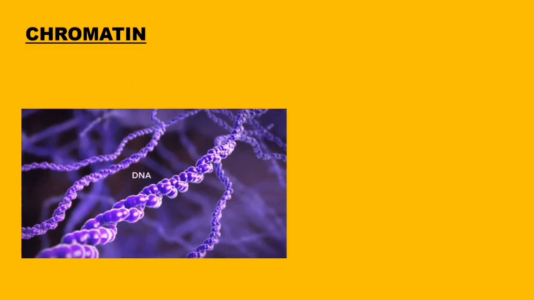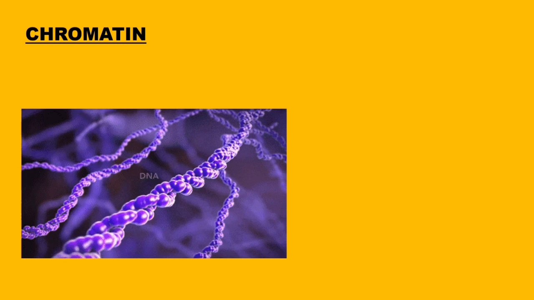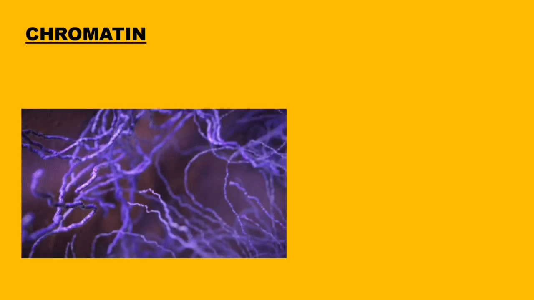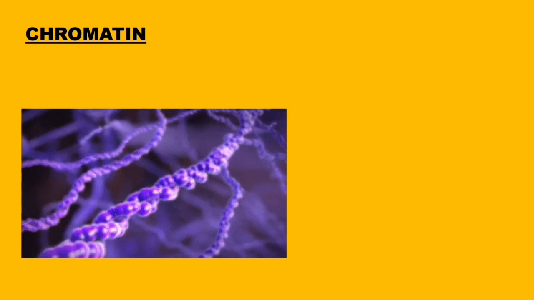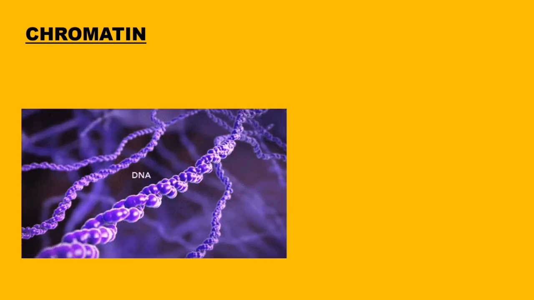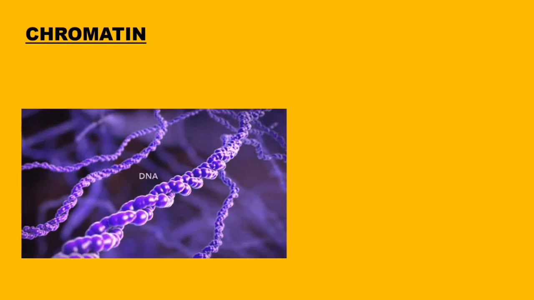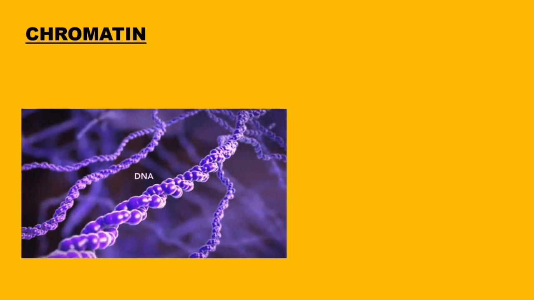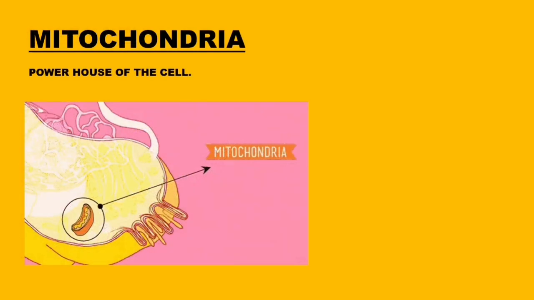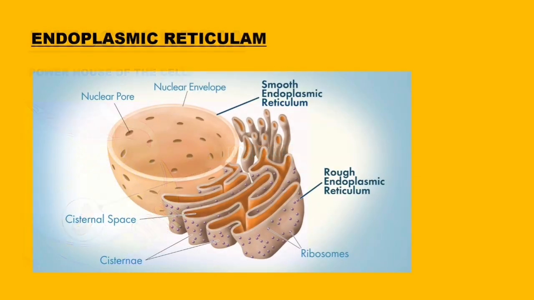Now we will study about the fourth one, chromatin. It is made up of nucleic acid and basic protein called histones. Chromatin is composed of nucleosomes, which contain 8 histone molecules around which DNA is wrapped. During cell division, chromatin condenses into chromosomes. Mitochondria. Another name of mitochondria is powerhouse of the cell because it provides energy for the associated chemical reactions within the body.